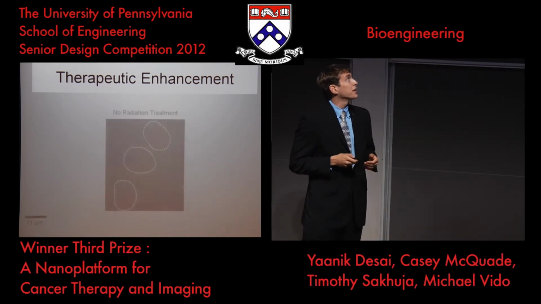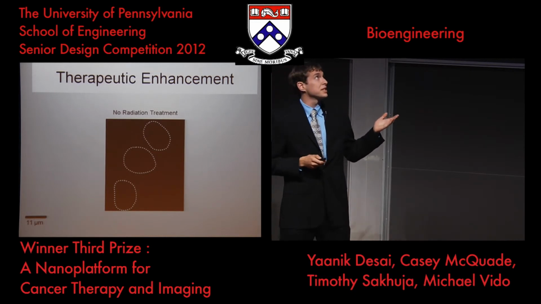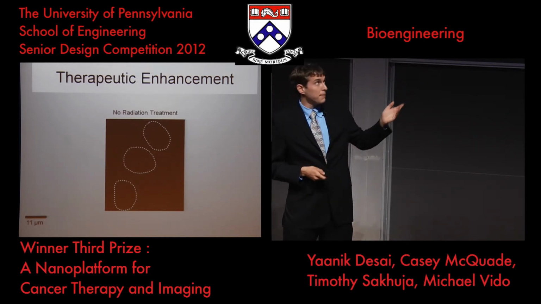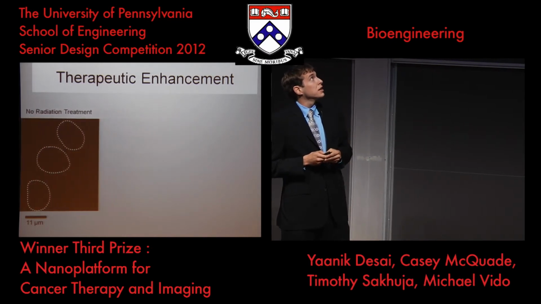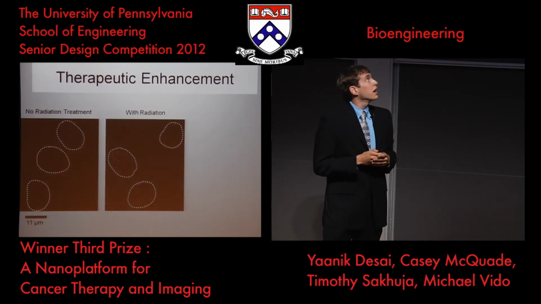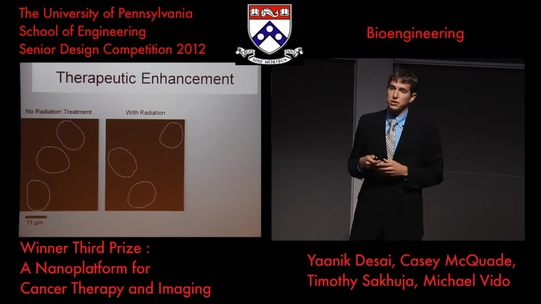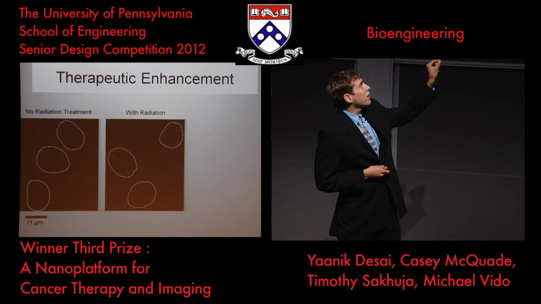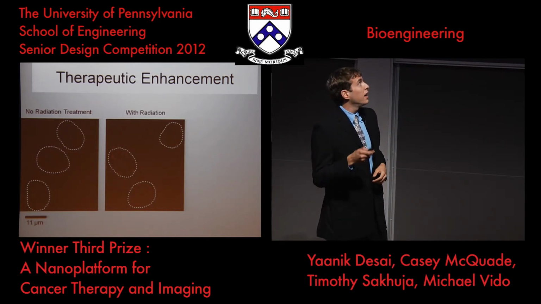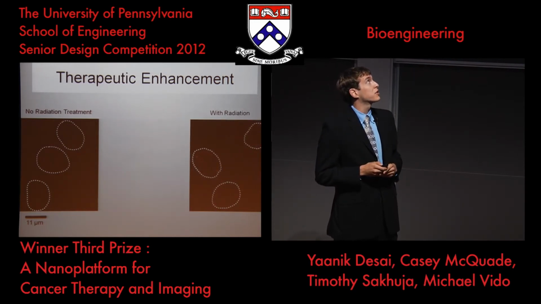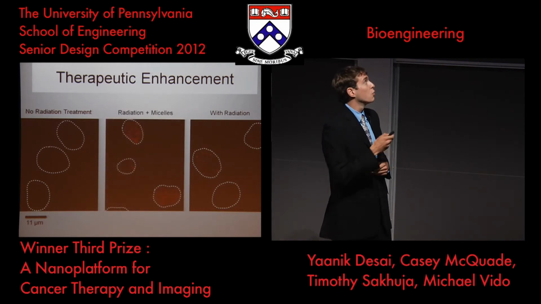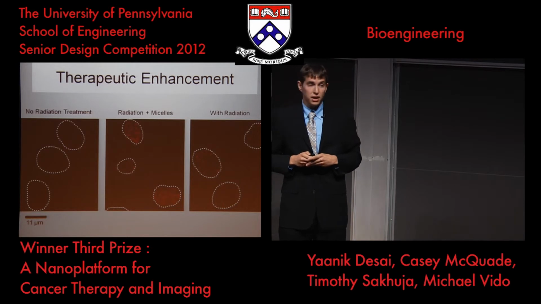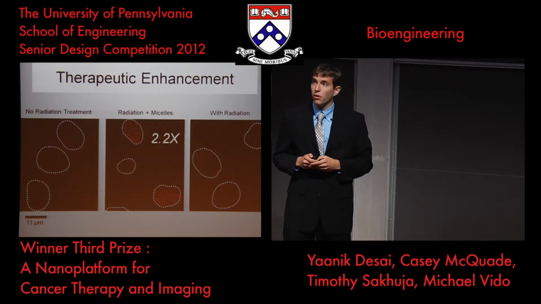So the first image we have here is an image of cells that have received no radiation dose. And as you can see, there are no dots enclosed in these nuclei. You can compare that image to this image here, which shows a sample of cells that have been treated with radiation but have not received our micelles. And you can see there are localized areas where DNA damage has occurred. Compare that then with our combined treatment, where we combine our micelles with radiation. And you can see a huge increase in the amount of DNA damage. In fact, it's a 2.2-fold increase.